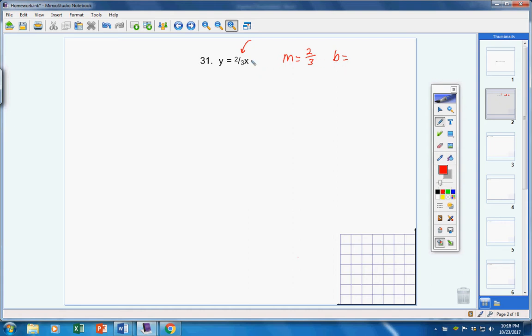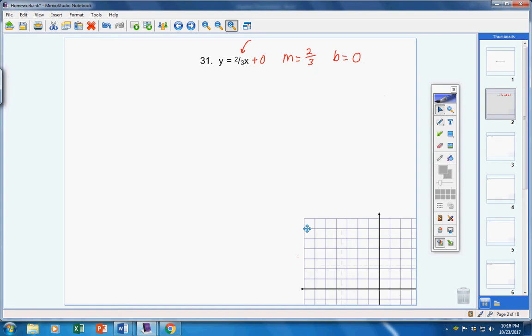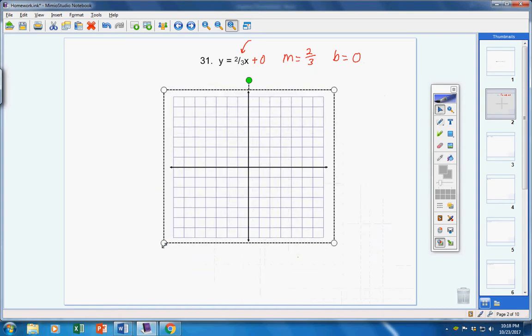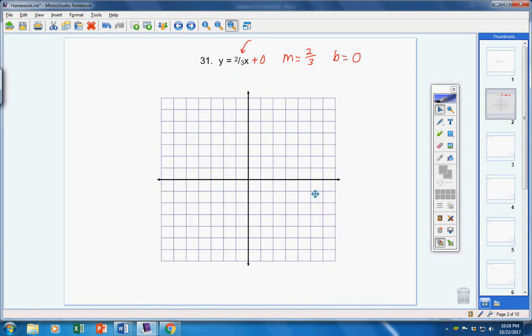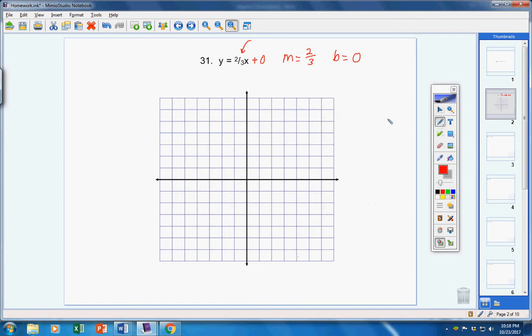Now notice in this equation there is no constant term, so simply put plus 0, which is fine, and your constant term is 0, thus your y-intercept is 0. Okay? Now let's graph this. Next, you place the y-intercept on the graph. Here's your y-axis. Here's your x-axis. We go to the y-axis at 0 and put a point there.